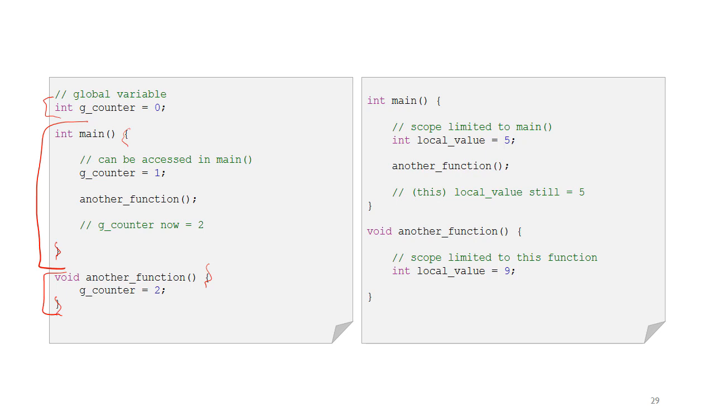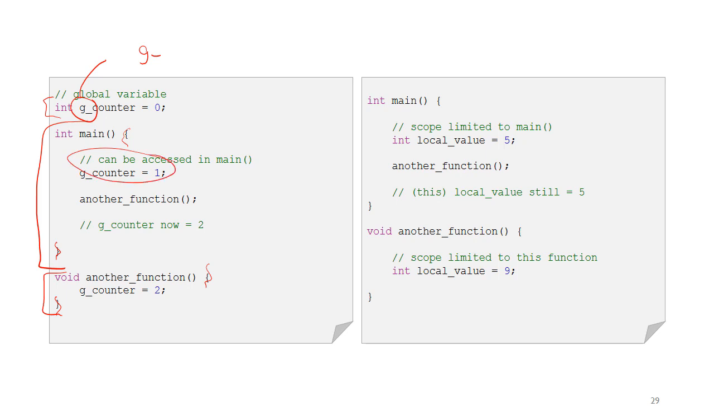I've called it G underscore counter because if you've got to use a global variable, it is a good idea to put G underscore in front of it. That just means in your code, when you come across a variable that begins with G underscore, you know it's a global variable. So I've created a global variable here, initialized to 0. In the main function, because it's global, it can be accessed inside main. I've given it the original value of 0, and now I give it a value 1.